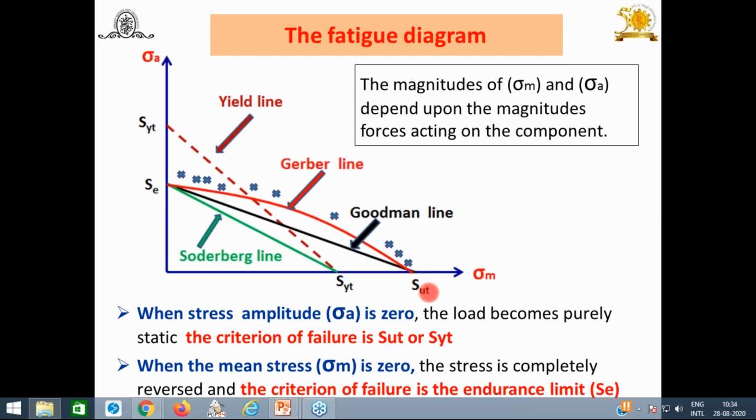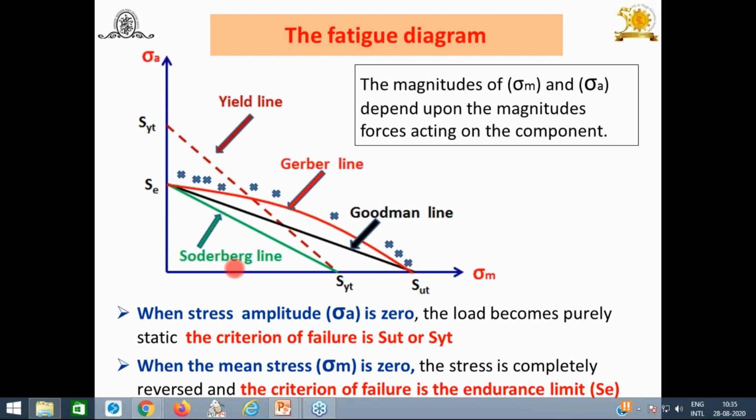So what you have to do is join SE with SYT. Look at this. I have joined these points by a green color line here: SE and SYT. SYT is on which axis? X axis, sigma mean. SE is on the Y axis, or ordinate. So this green line, joining SYT on the X axis and SE on the Y axis, or sigma A, is the Soderberg line.